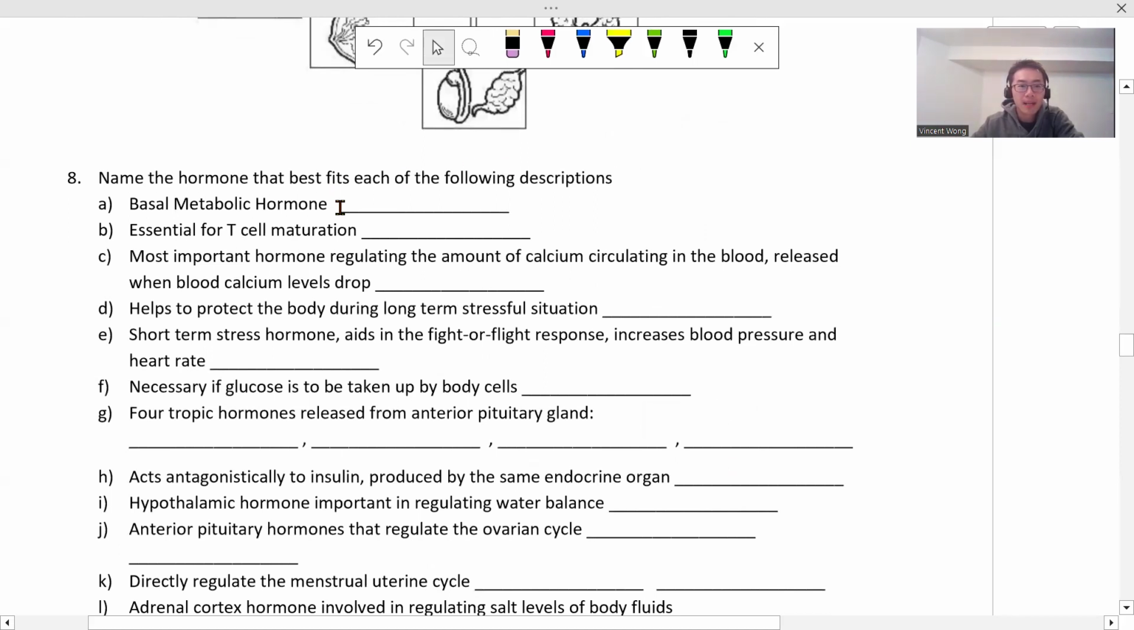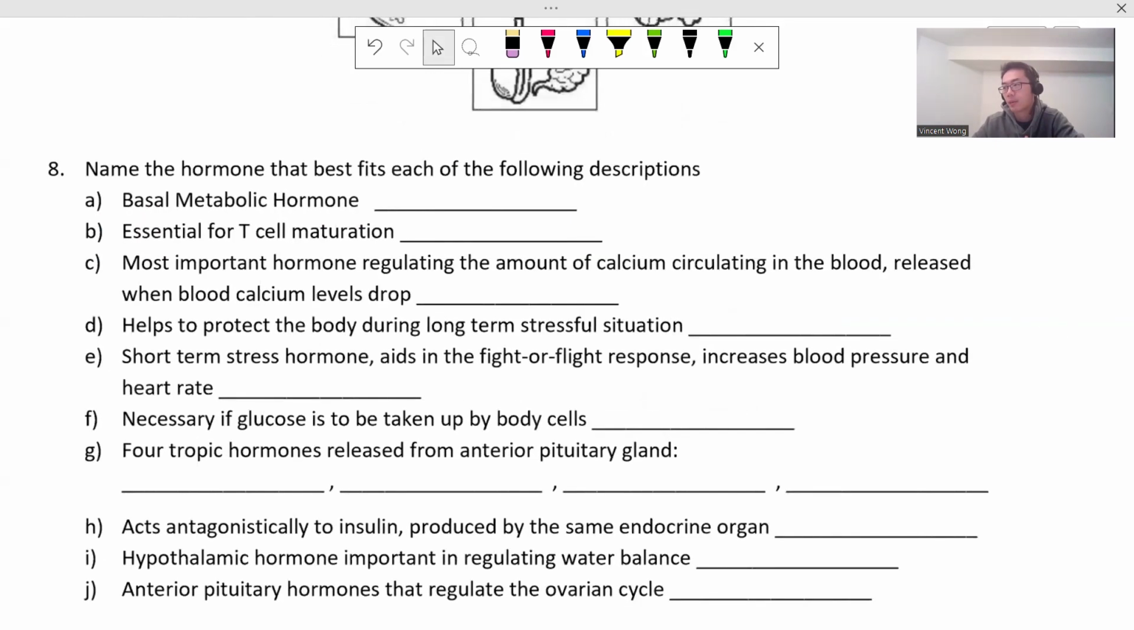Name the hormone that best fits each of the following descriptions. I'm just going to take it up with you. If you want to participate, you should. Okay, just type the answer along the way.